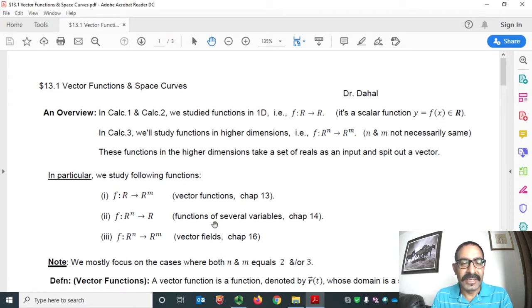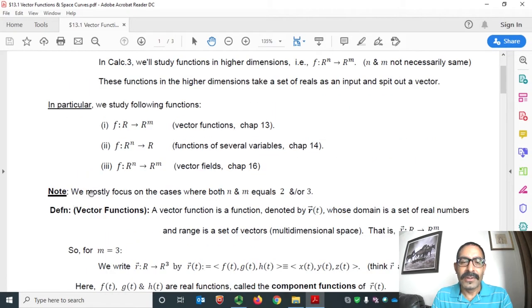In chapter 14, we cover functions of several variables, where our function is going from Rn to R. And in chapter 16, we cover functions which go from Rn to Rm, which are called vector fields. Quick note, we mostly focus on the cases where both n and m equal 2 and/or 3. Let me start now with the vector functions.